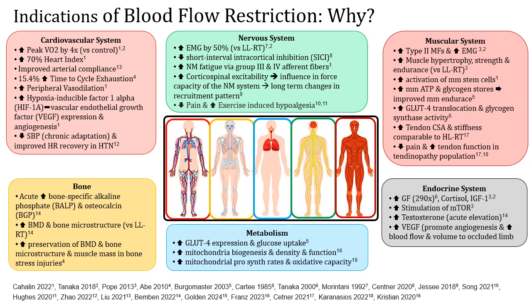Cortisol levels increase, as well as the stimulation of IGF-1, which then helps to increase the stimulation of mTOR and protein synthesis. Increased testosterone levels with acute elevation similar to that of the growth factor, and then the growth hormone, and then you have the increased VEGF, which, similar to what we had mentioned with the cardiovascular system, promotes angiogenesis and neovascularization, which increases blood flow and volume to the occluded limb.